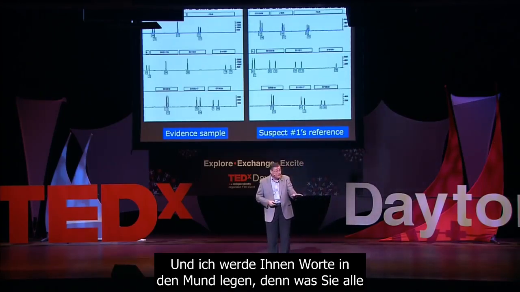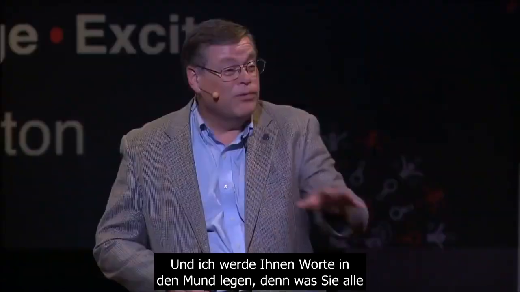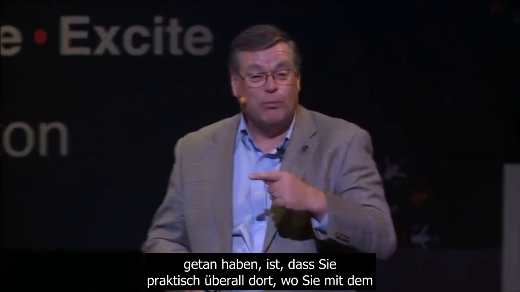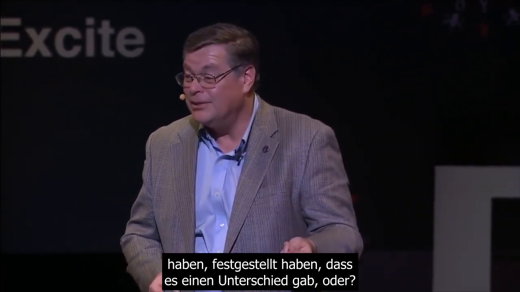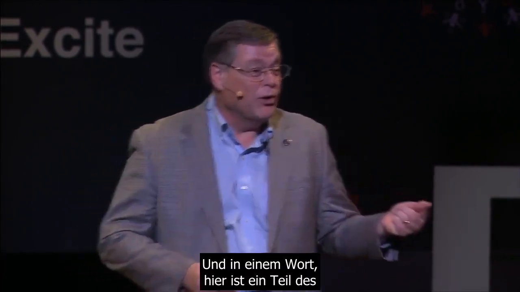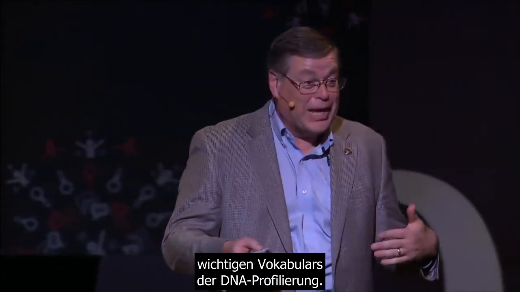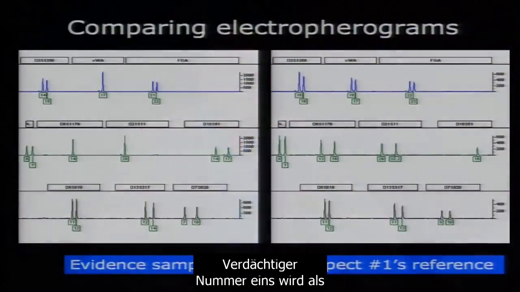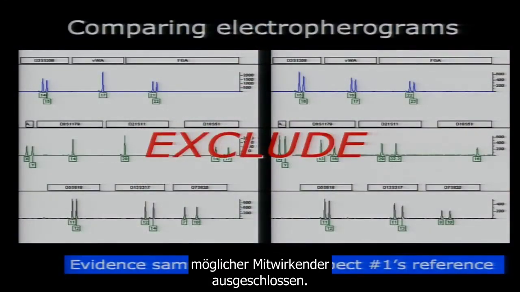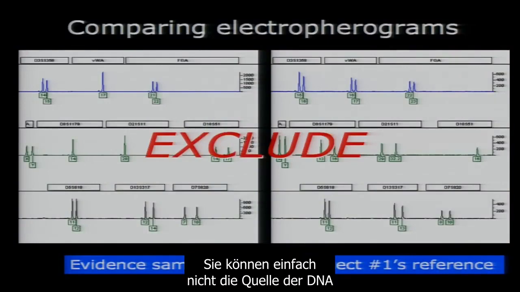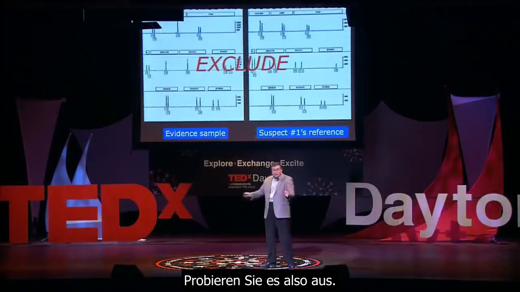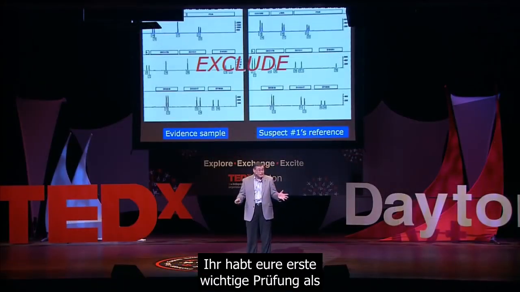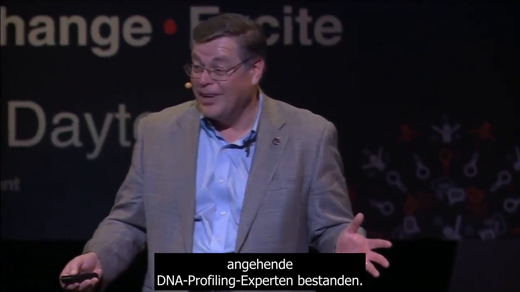And I'll put words in your mouth, because what you've all done is you found that pretty much wherever you started to do the comparison between the suspect and the evidence sample, there was a difference, right? And in a word, here's part of the important vocabulary of DNA profiling. Suspect number 1 is excluded as a possible contributor. They just can't be the source of the DNA that was found in that evidence sample. So check it out. You guys have passed your first important test as budding DNA profiling experts.